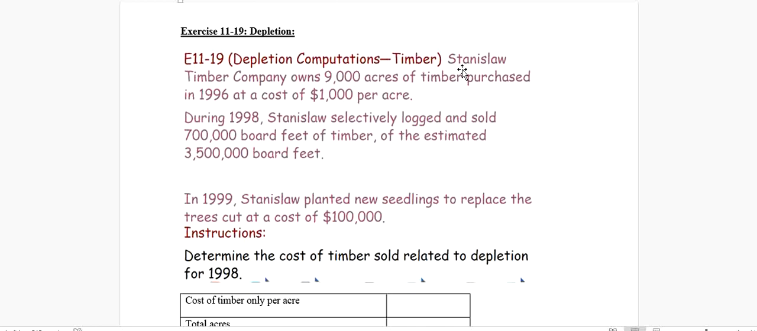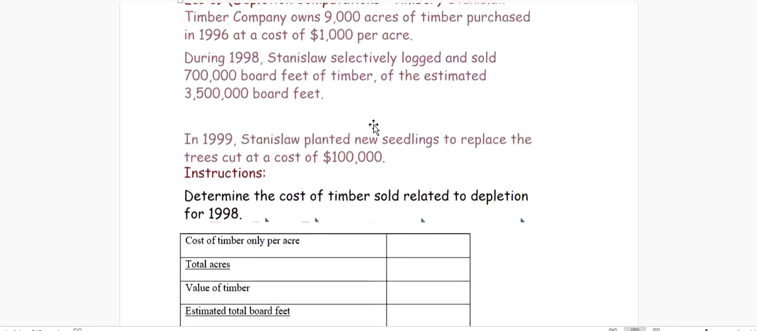Now, there is a timber company which owns 9,000 acres of timber. That's the quantity of timber they have. Acres represents the area. They purchased this timber in 1996 at a cost of $1,000 per acre. So if I want to calculate the cost of this property, this natural resource, I need to multiply the cost per acre with the total number of acres that we purchased.